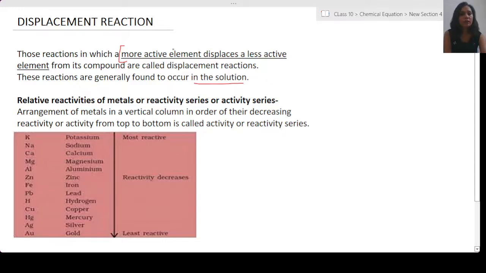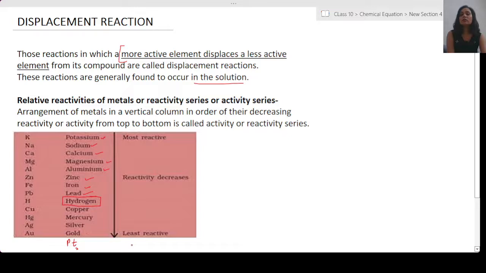If you observe here, you will see that potassium is the highly reactive metal here, followed by sodium, then calcium, magnesium, aluminium, zinc, iron, lead. Reactivity decreases as we move from top to bottom. So potassium is highly reactive and the least reactive is gold. Below gold we also write platinum sometimes, and this is hydrogen which is here.